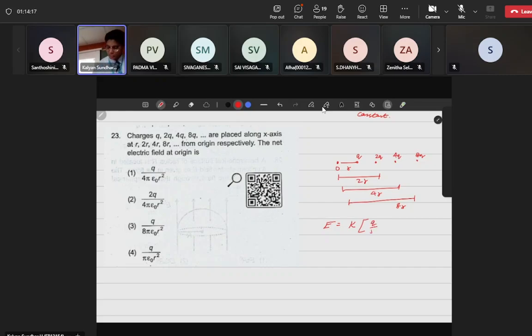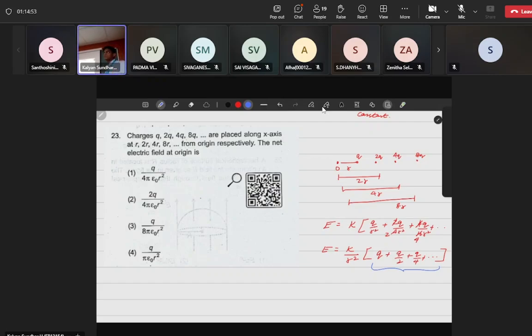So this will be of q by r square plus 2q by 4r square plus 4q by 16r square. So it will keep on going. This will be 2, this will be 4. So kq யை common எடுக்கலாம். Q let it be as it is by r square. Then it will be of 1 by, q plus q by 2 plus q by 4 will keep on going.